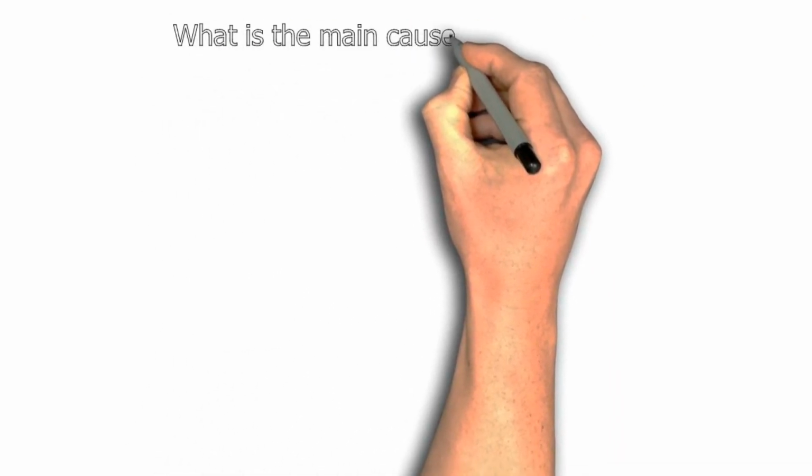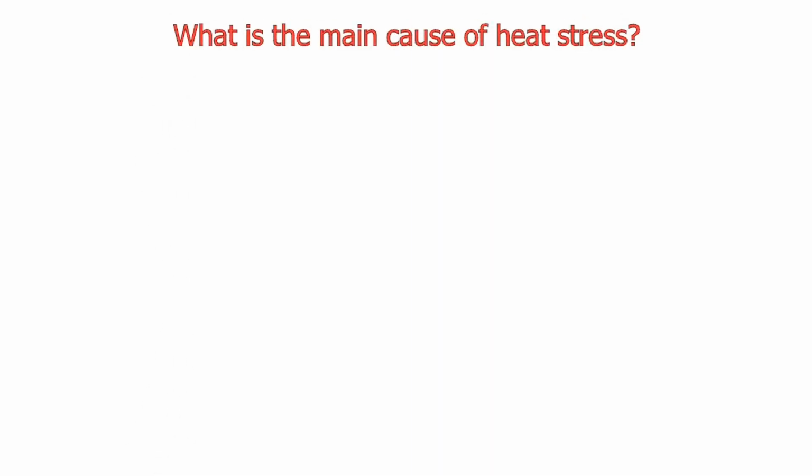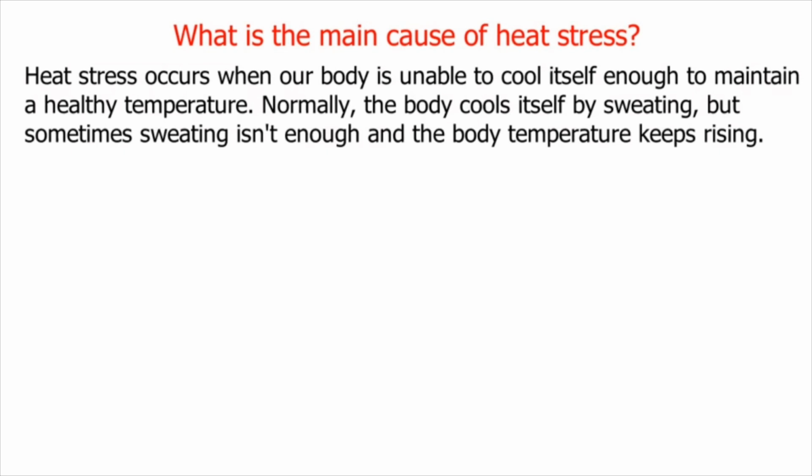What is the main cause of heat stress? Heat stress occurs when our body is unable to cool itself enough to maintain a healthy temperature. Normally, the body cools itself by sweating, but sometimes sweating isn't enough and the body temperature keeps rising.